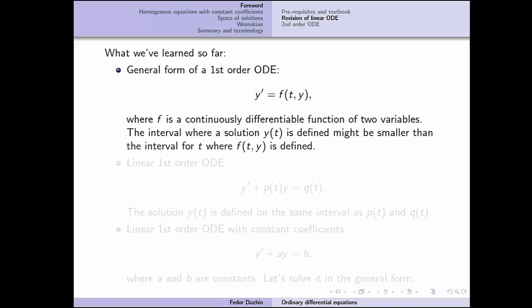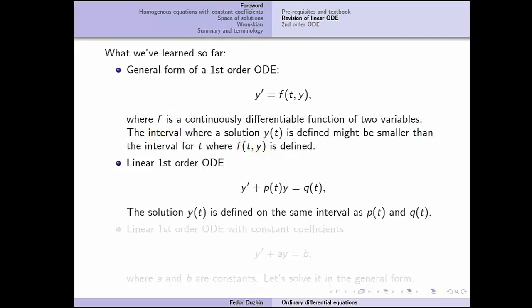Recall that every initial value problem has a unique solution, but the interval where a solution is defined could be smaller than the interval where the right hand side of the differential equation is defined. So this is if it is a general, maybe non-linear differential equation.